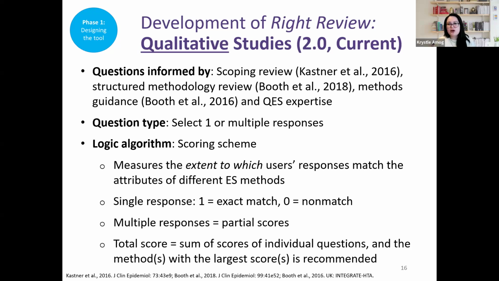And then the total score is a sum of the scores of the individual questions, and the method with the largest score is recommended. However, there are some instances where more than one evidence synthesis method is recommended, and that is because the total score was within plus or minus 0.5 of the highest score.